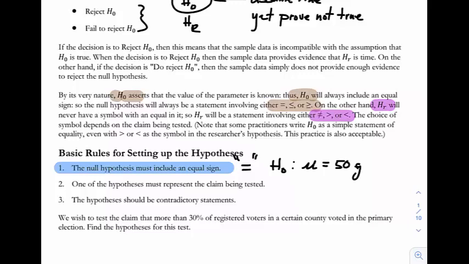Part 2, one of the hypotheses must represent the claim being used. They actually both do, so I think that's a little typo. One, they both do. Both hypotheses represent the claim there, absolutely. And then part 3 there, the hypotheses should be contradictory, absolutely. So H0 versus HR, they both work against one another.